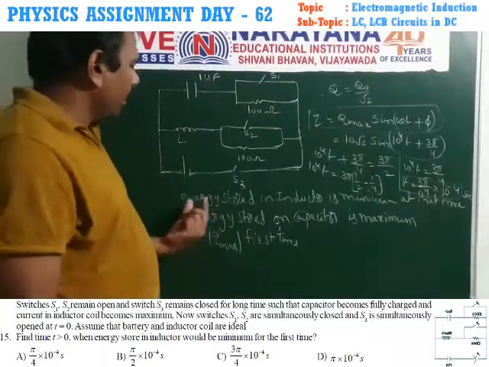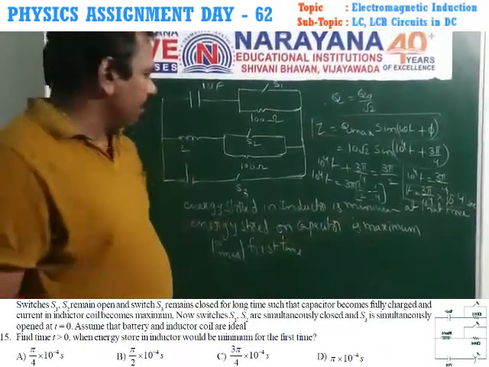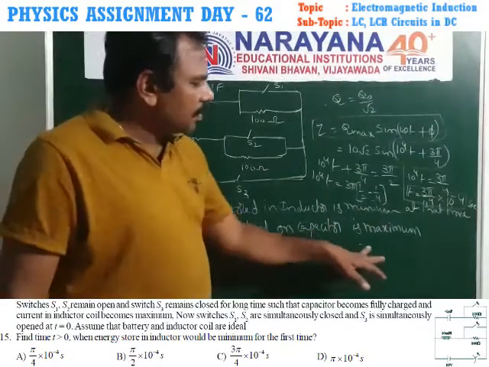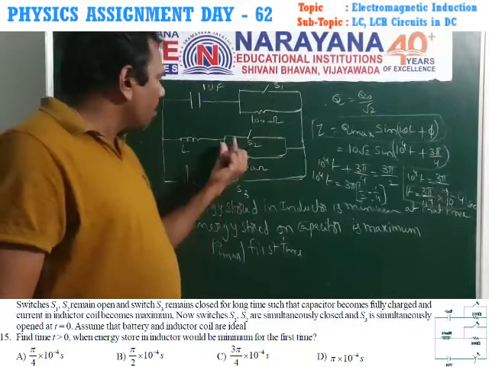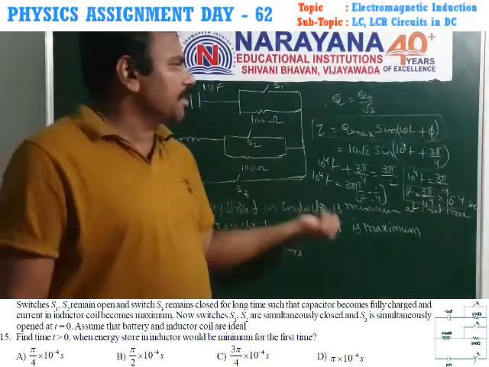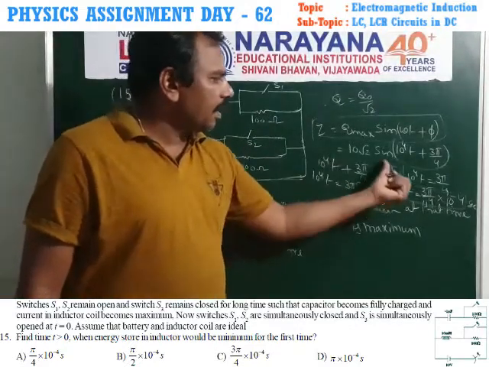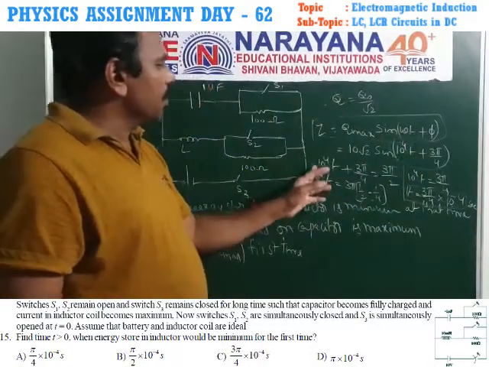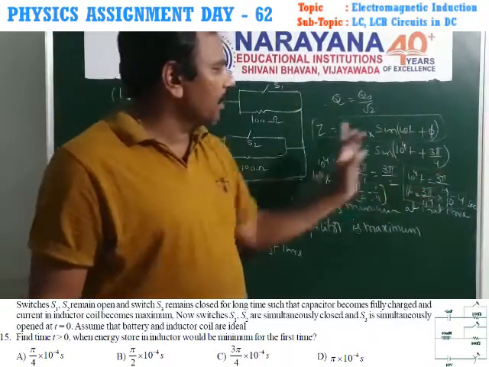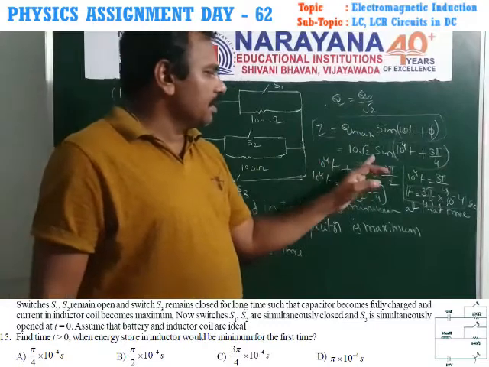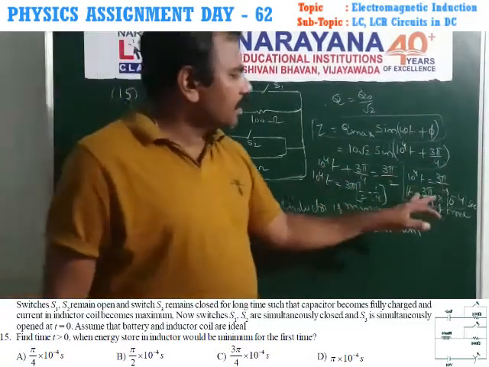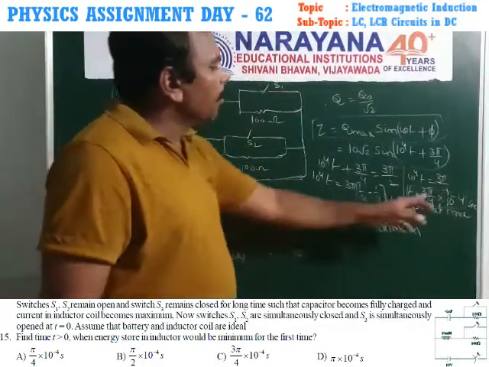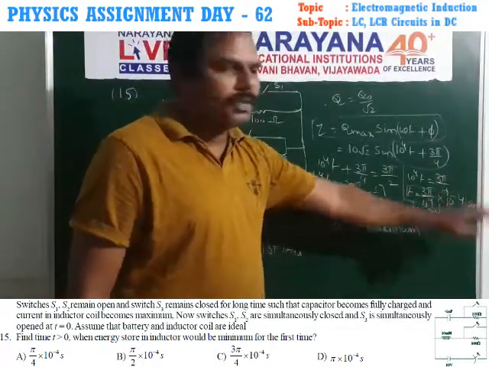In the 15th sum, energy stored in the inductor is minimum. At that situation, energy stored in the capacitor is maximum. So that means the charge stored on the capacitor is maximum for the first time at a phase angle of 3 pi by 2. So 10 power 4 into t plus 3 pi by 4 equal to 3 pi by 2. By using this, the time taken equal to 3 pi by 4 into 10 power minus 4 seconds.